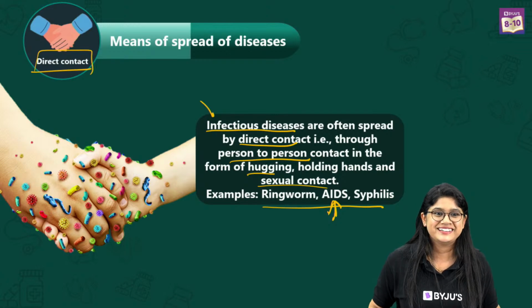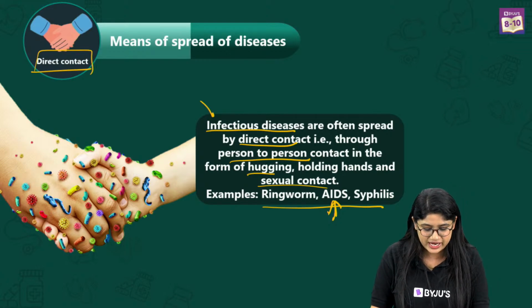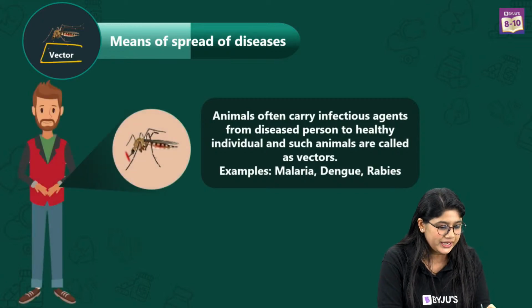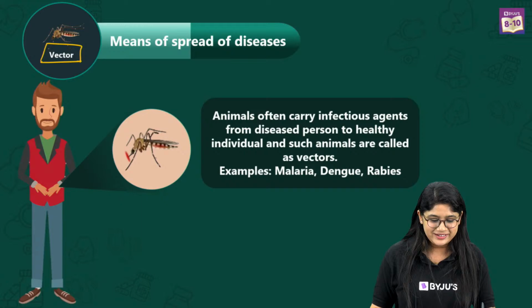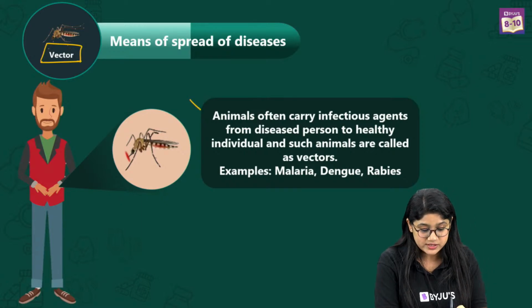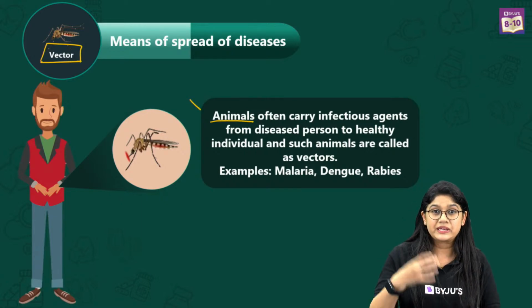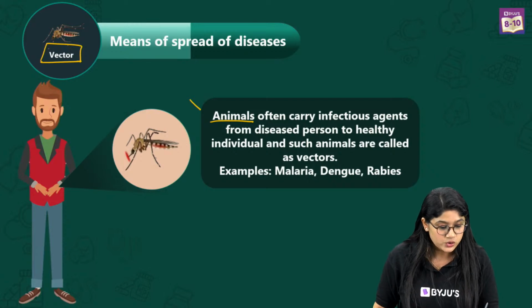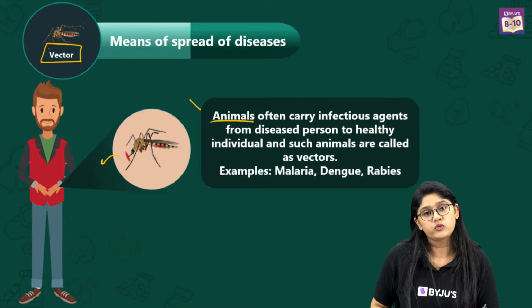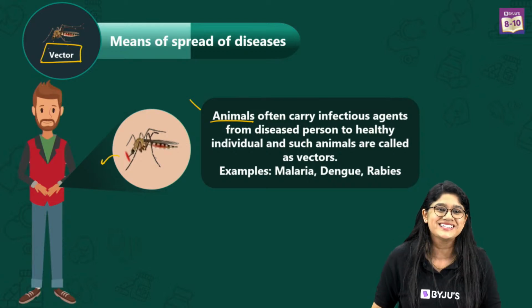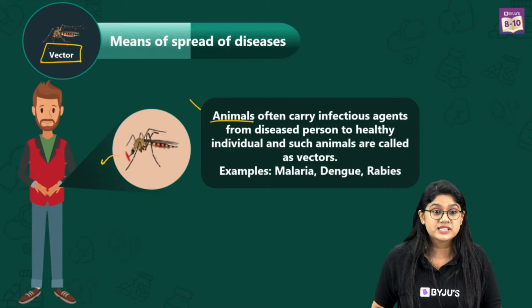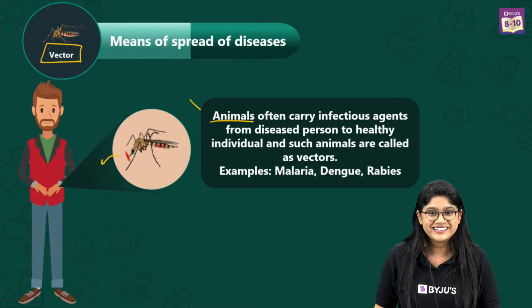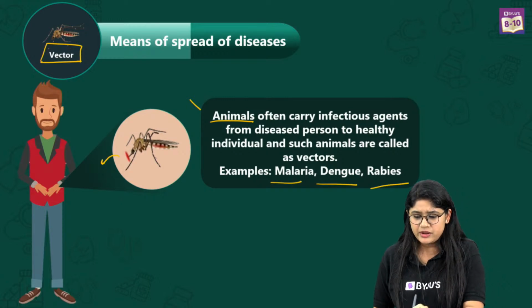Awesome. Moving ahead, we have less time now. We have to quickly move ahead to the vectors. What happens over there? Mosquitoes and other animals will be carrying the infectious agent. If these mosquitoes bite someone, they will release those pathogens into the body, and the person will get the disease. Are we clear? We have malaria, dengue and rabies.